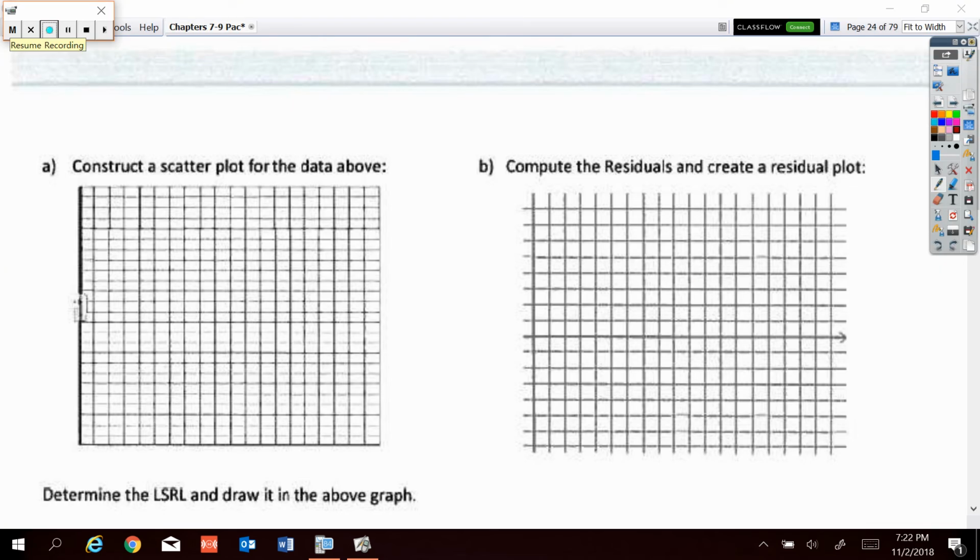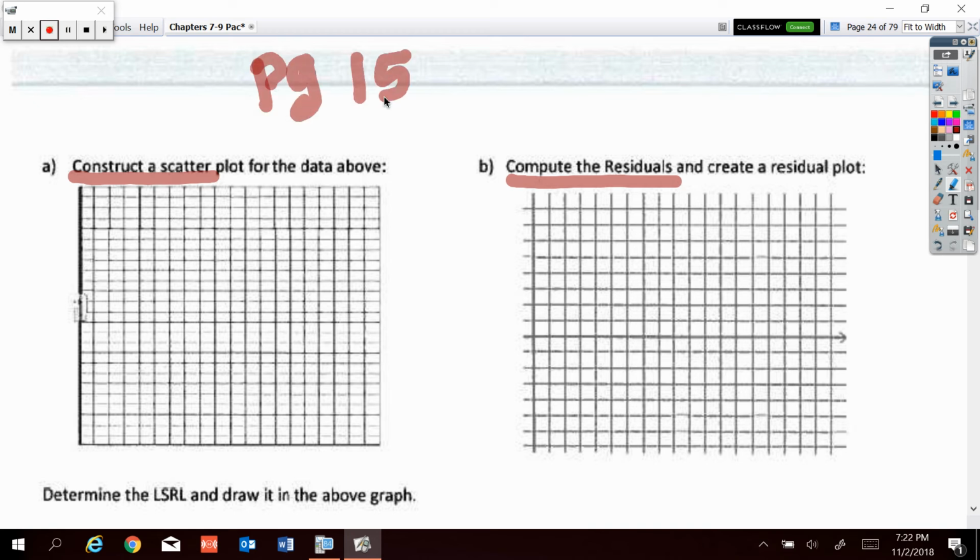Go ahead and continue these Chapter 8 notes, Part 1. The previous video just taught you how to create a scatter plot and create a residual plot. And so I am on page 15 right now.